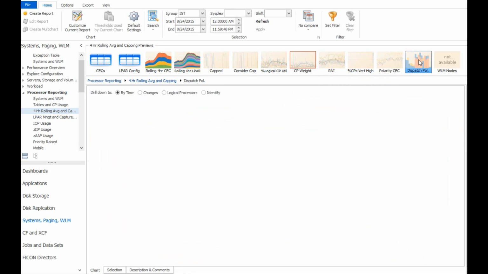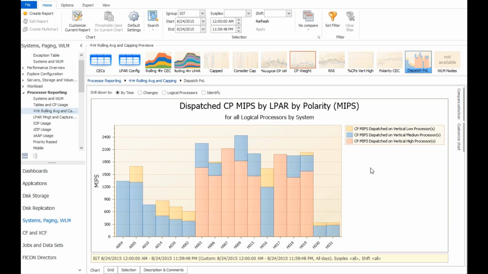Also, IntelliMagic Vision provides insight by LPAR. So again, we can see where are the biggest opportunities to try to have more work executing on vertical highs where it'll experience improved processor cache efficiency.